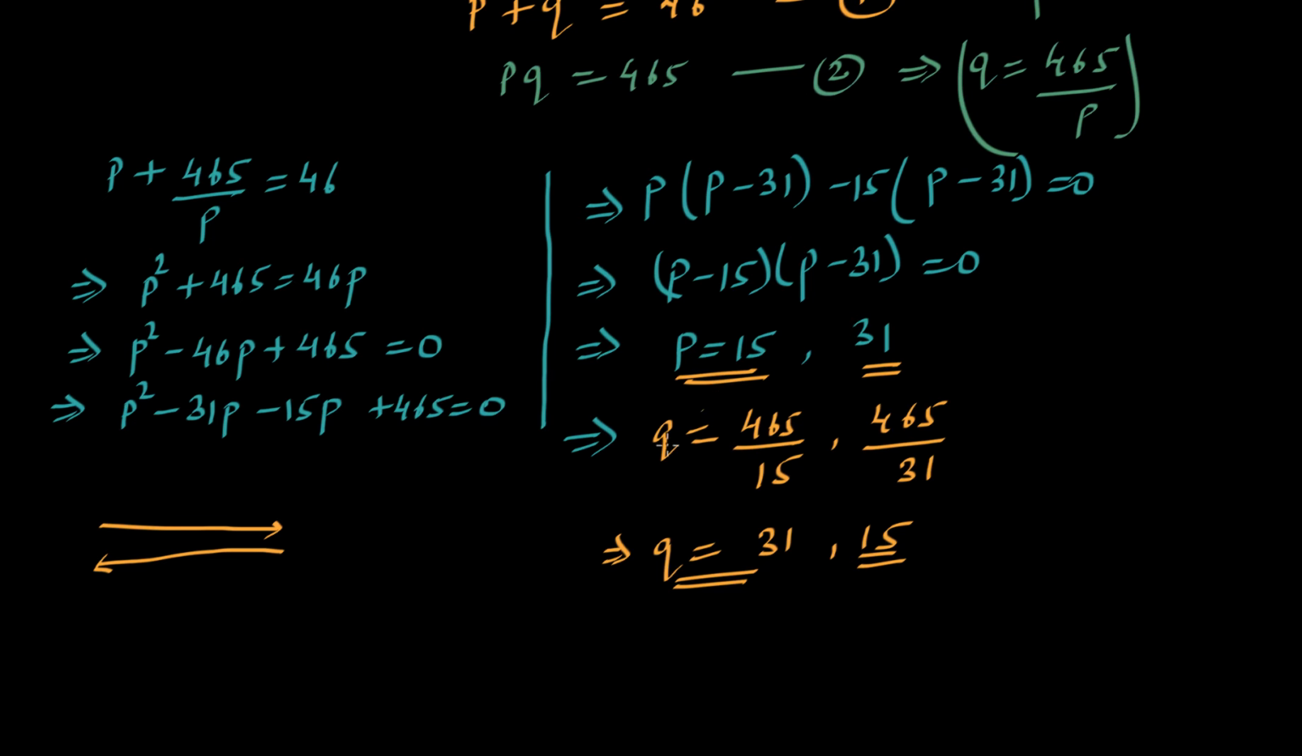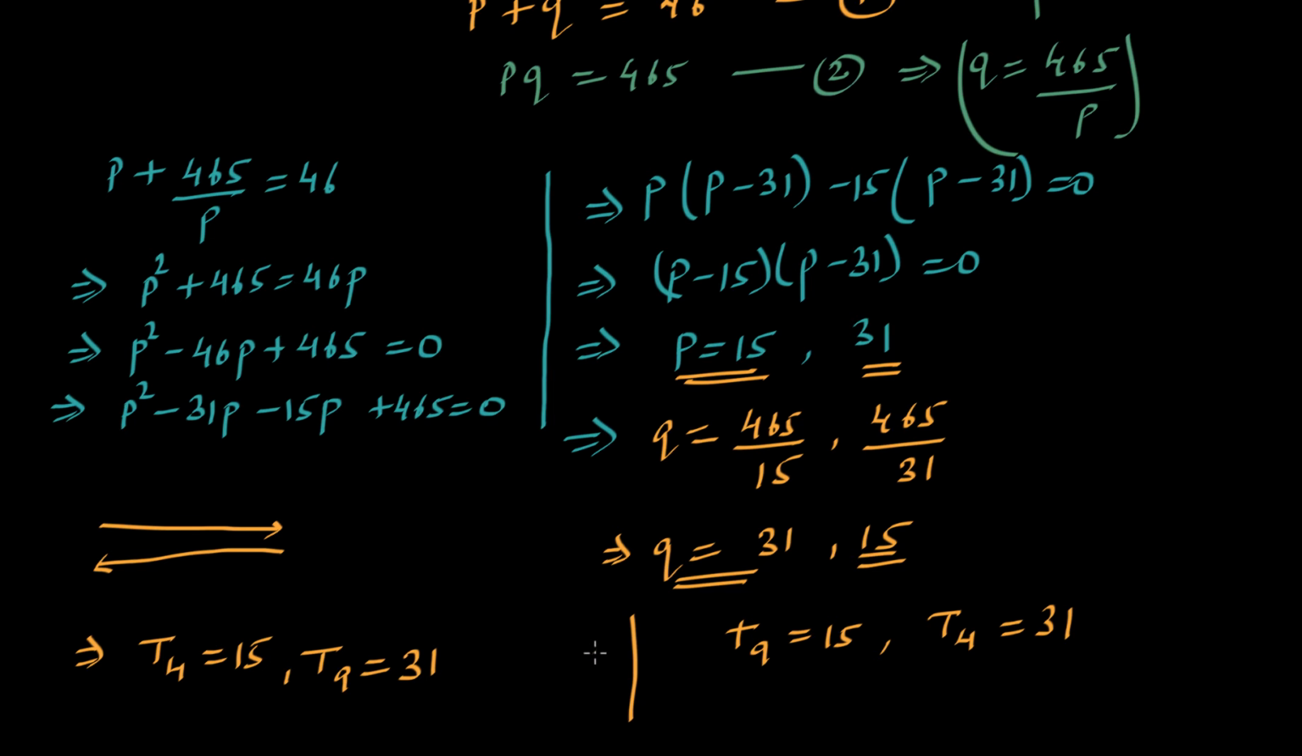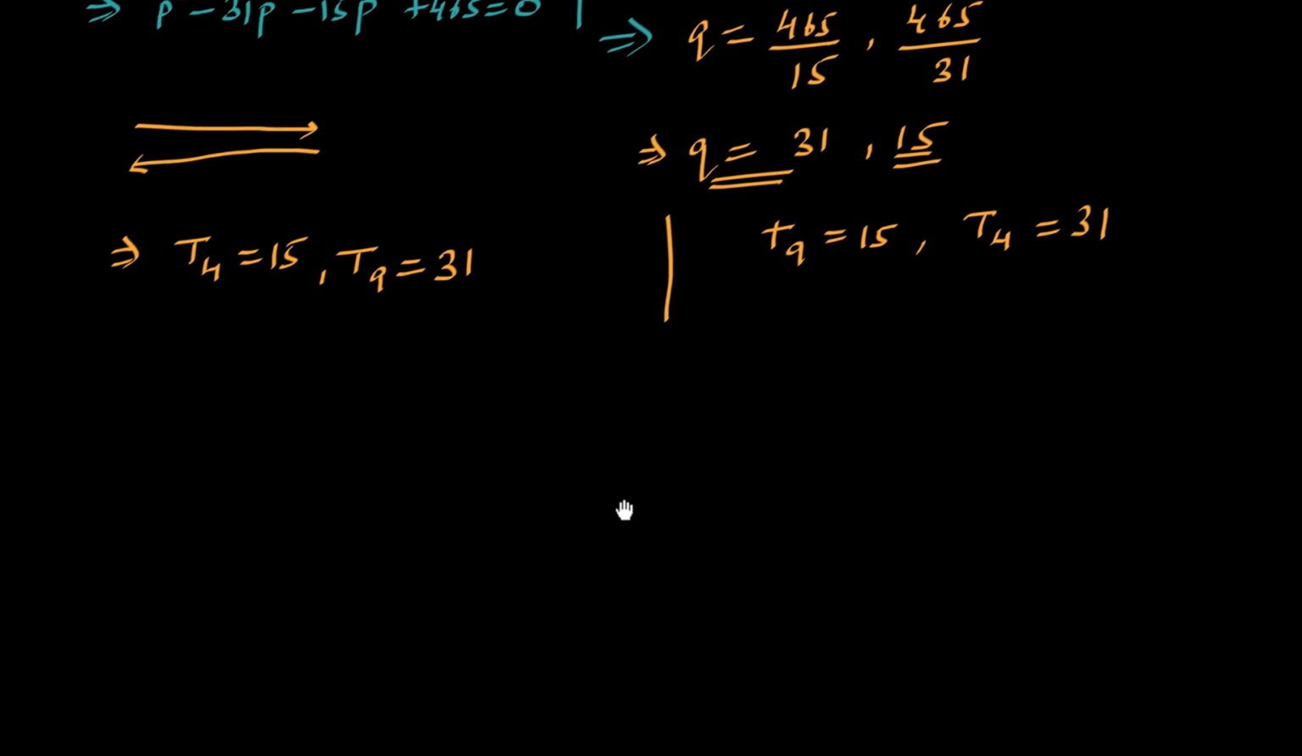Let us not make it more complicated, so let us make it simple. T4, that is our P, is equal to 15, and T9, our ninth term, is equal to 31. Second case, when we go the reverse way, then T9, our ninth term, is 15, and the fourth term P is equal to 31. So you solve either of them, you will get just the opposite answer. The answers won't vary much, right?